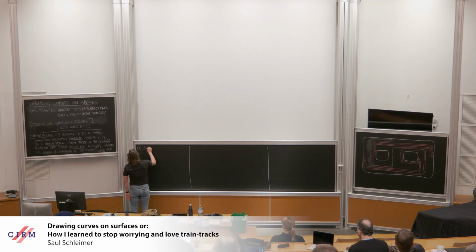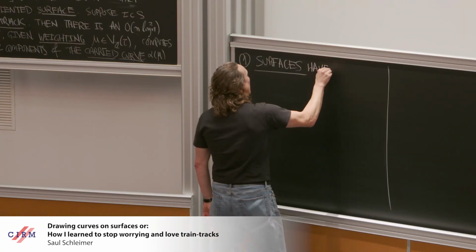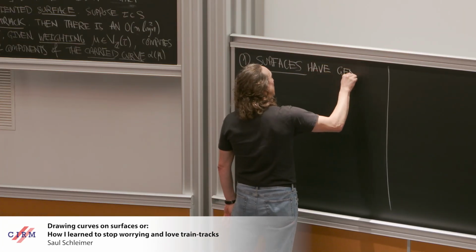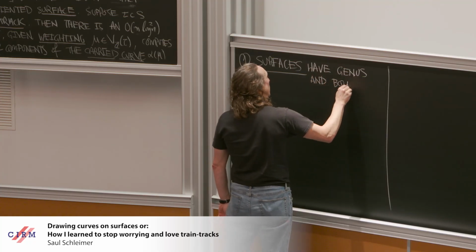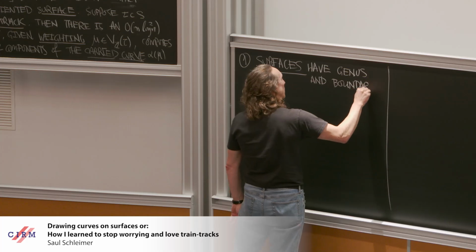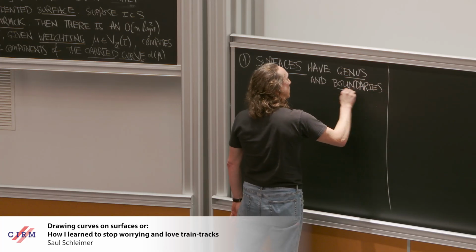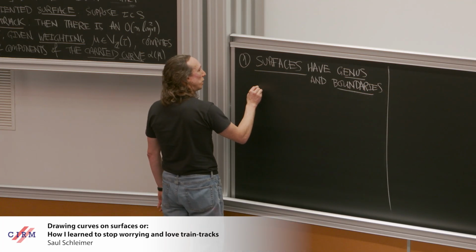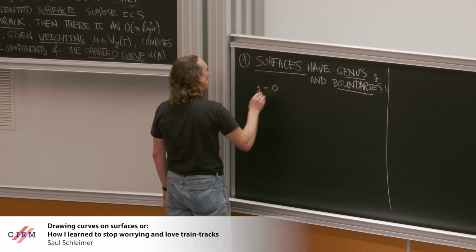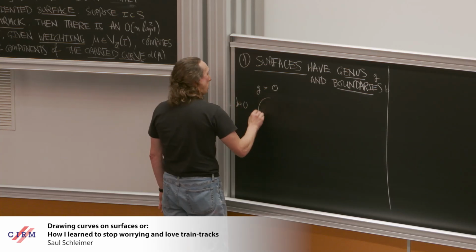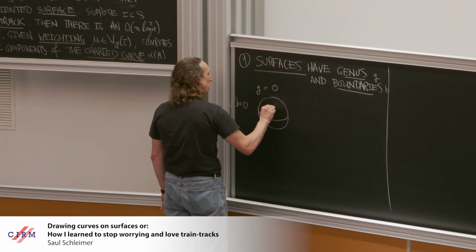Okay, so surfaces have genus and boundaries. Suppose that we have genus G and boundaries B. Here is G equals 0, B equals 0. The only such connected, compact, oriented surface is the two-sphere.